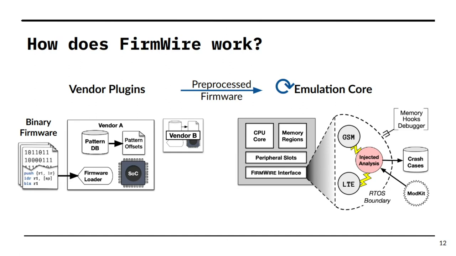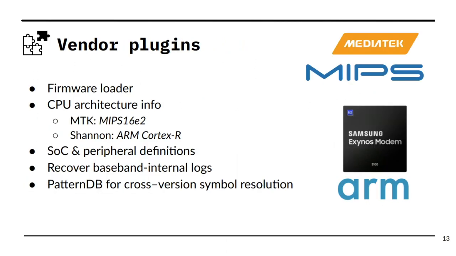Once it has gathered all this information, it passes it on to the emulation core, which does the emulation. It tries to run the code, and it also emulates the peripherals it needs to interact with to a point where the baseband runs. It's not a fully truthful emulation, but it helps us get it running, and it provides a lot of different introspection capabilities, which we'll talk about in a bit. Right, so the vendor plugins are a firmware loader, and then we have different CPU architecture support in there.